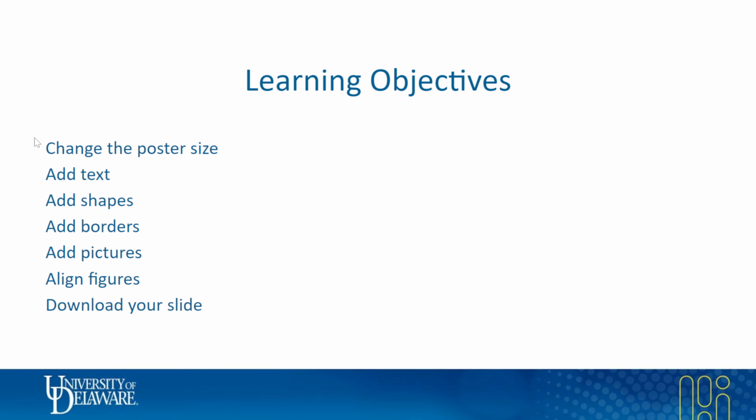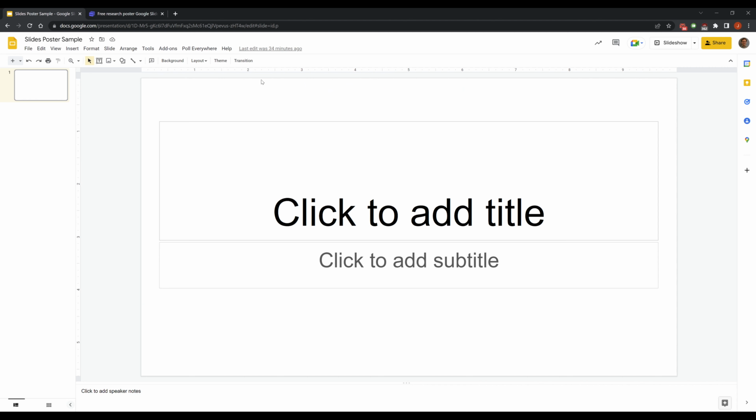So let's look at our learning objectives. Our objectives here are really just how do we, inside Google Slides, change the poster size, make that something a little more standard, add text, add shapes, add borders, pictures, align figures, and then download our result. So I'm just going to go over here. I have open a slide here.